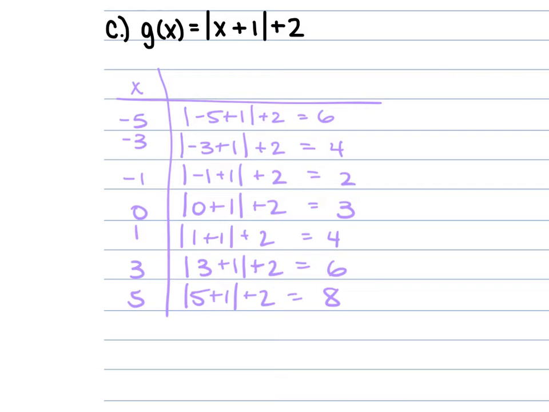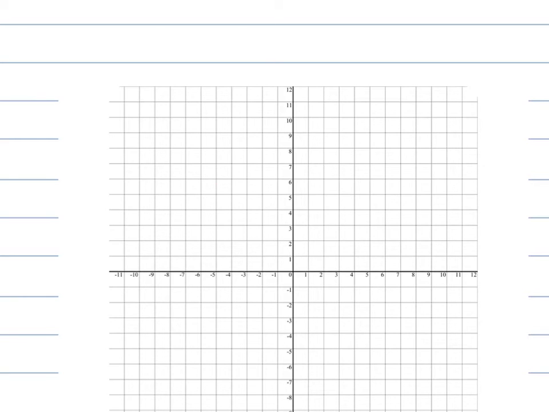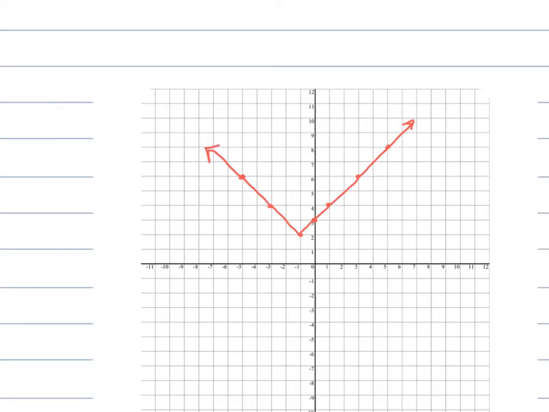So graphing these ordered pairs, we are first going to do -5, 6. 1, 2, 3, 4. Right here. Then we have -3, 4, which is here. And then -1, 2, which is there. We have 0, 3, which is here. 1, 4, and then 3, 6, and lastly 5, 8. So we draw our line through those points. And then we're done.